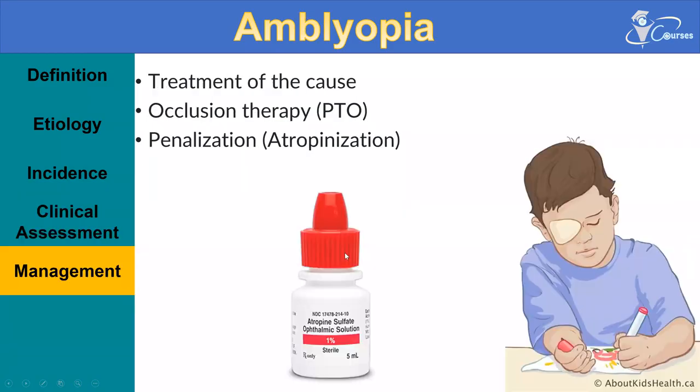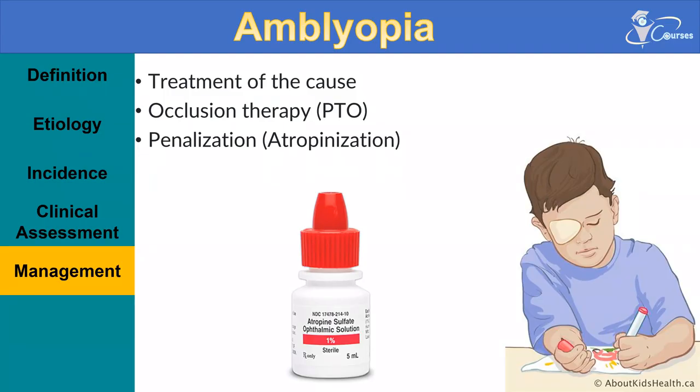Finally, how would we treat? If we deem a patient amblyopic, how would we treat? Of course, the first thing is to treat the cause of the amblyopia. If there is a significant cataract that will cause amblyopia, it should be removed. If there is a complete ptosis, it should be corrected. So, treatment of the cause if possible. Then the only proven treatment for amblyopia so far is occlusion therapy and what's called penalization.